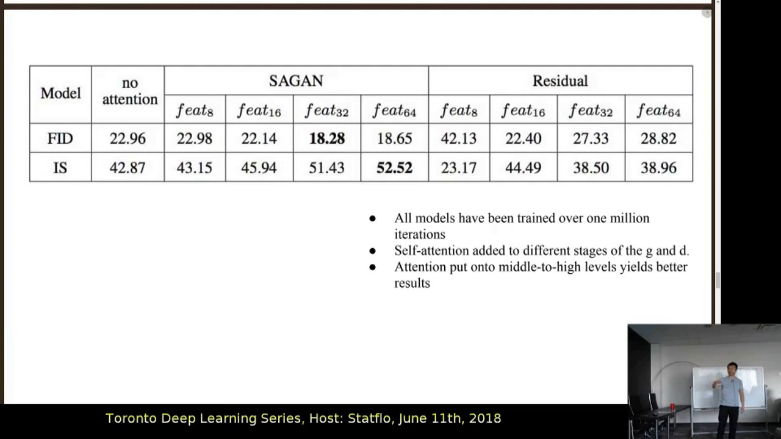Feet 8, feet 16, feet 32, and feet 64 basically is the attempt to apply that attention block we talked about onto different convolutional layers. So the result, and I'll explain the residual part later, is basically they found that if you apply the attention on mid to higher layers, you tend to get the best result.